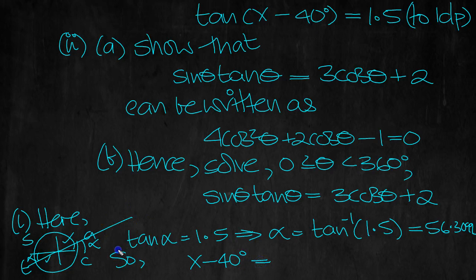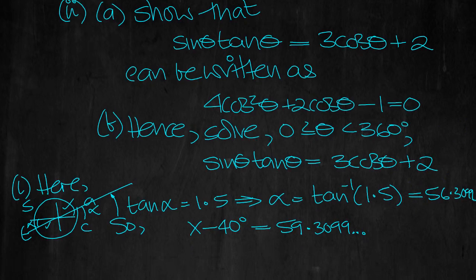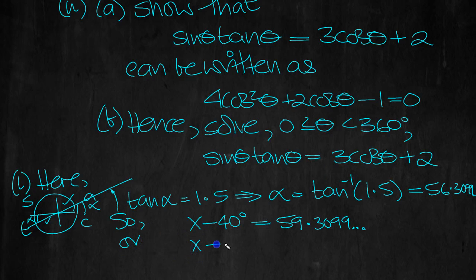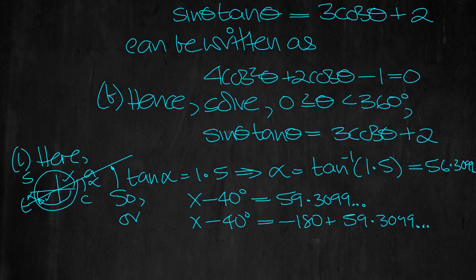degrees is the angle, and we go around to here, don't we? So that would be alpha, 56.3099, or the other solution, x minus 40 then is equal to, and it was minus 180, so it would be around to here, wouldn't it? Now that would presumably be the angle. We'll see what it is when we get the solution, mind. So that would be minus 180 plus the 59.3099, and we'll see what the solution is, see if it's in the said range.